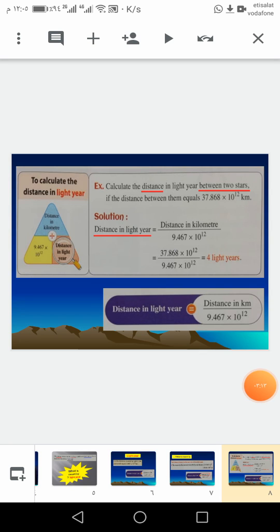To calculate the distance in kilometer, for example, calculate the distance in kilometers between the sun and a star if the distance between them equals 5 light years. You must write the law: distance in kilometer equals distance in light year multiplied by 9.467 times 10 power 12, which equals 5 times 9.467 times 10 power 12, so the result is in kilometers.